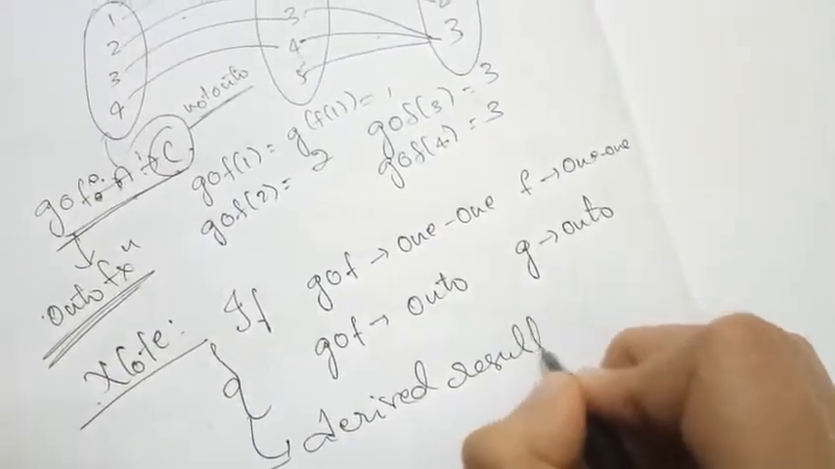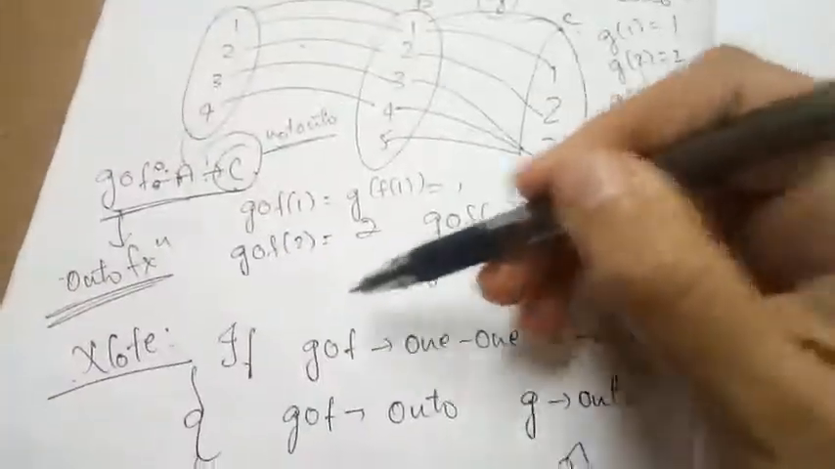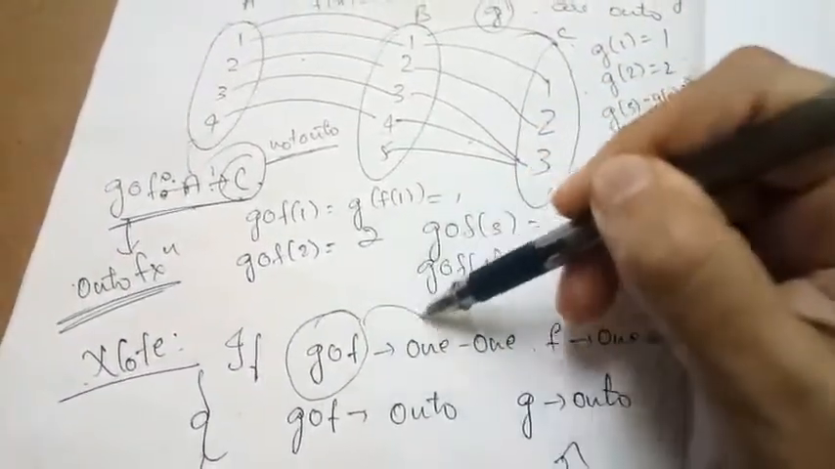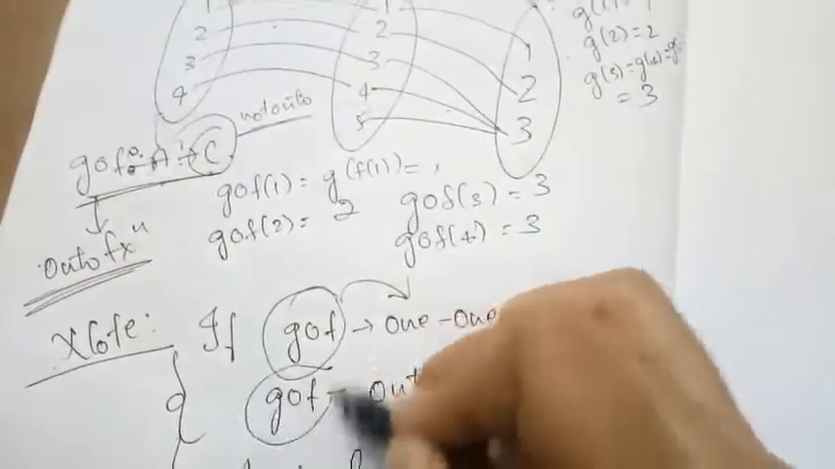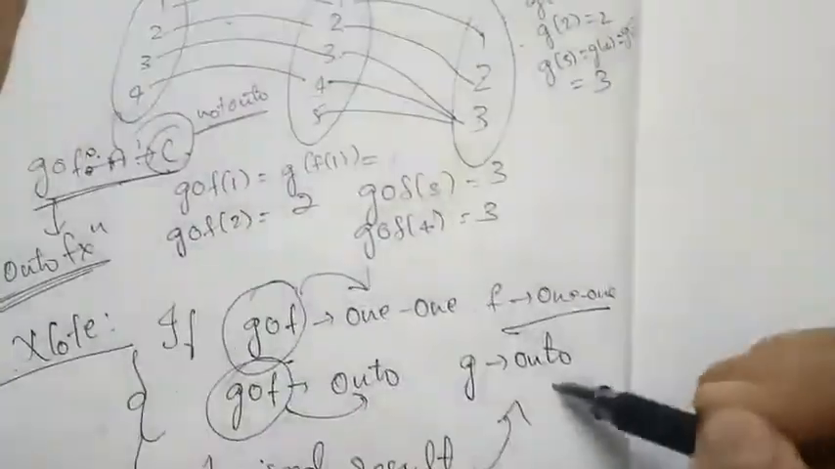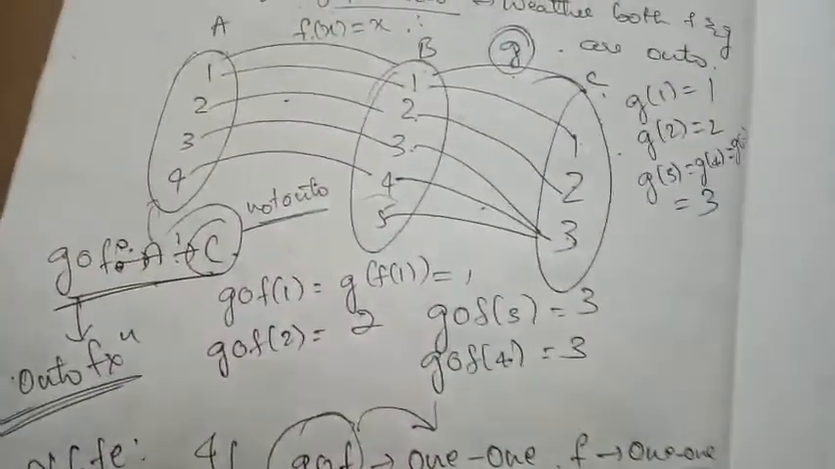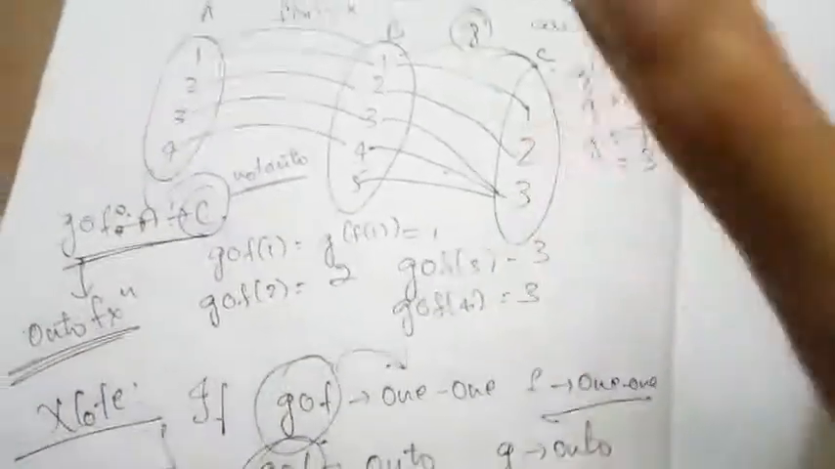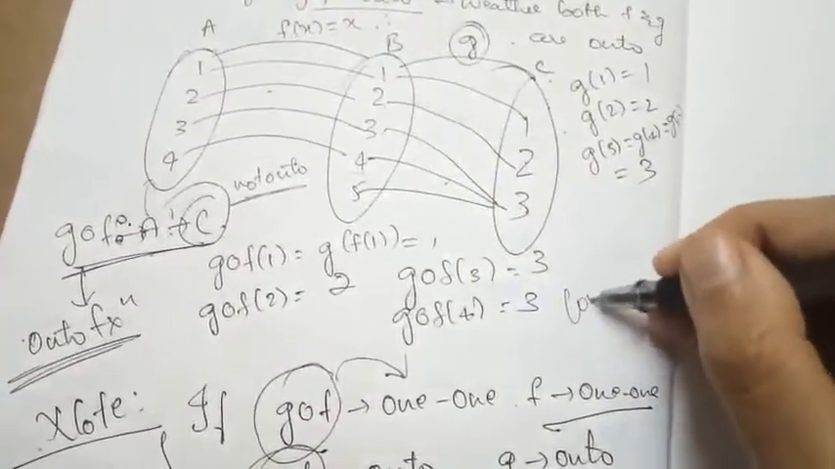This result might be helpful for some of the MCQ questions or some of the questions when you are solving problems based upon the composition of a function. So what it says is, if the composition of a function is 1-1, then f is also a 1-1 function. If the composition of a function is onto, then G is also an onto function. So this is what the derived result is saying based upon the composition of a function. So these are the concepts which we have studied today on the composition of functions.